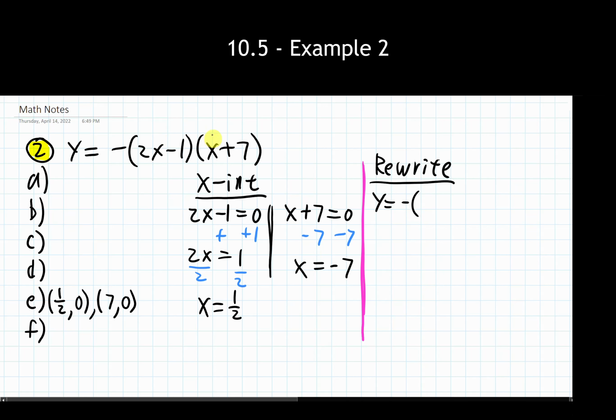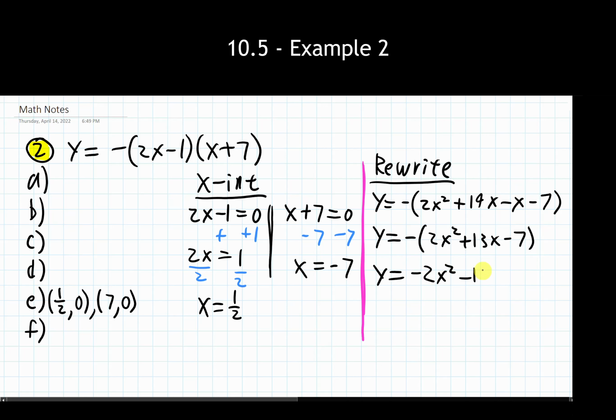I'm going to combine like terms inside this set of parentheses. I'm getting y equals negative the quantity 2x squared plus 13x minus 7. And then I'm going to distribute this negative through at the very end. You could do this negative earlier, but I like leaving it because it's one sign change that's going to happen for everything, versus, okay, it changes here, but does it change there? I think it gets confusing. So we're just going to leave it to the very end, making it negative 2x squared minus 13x plus 7.